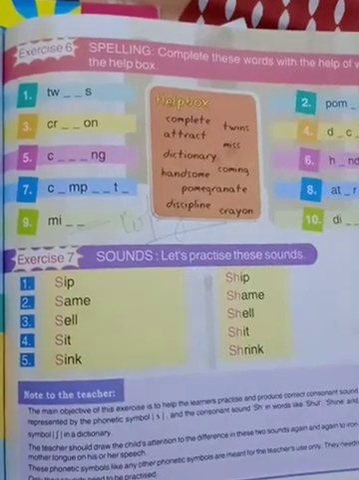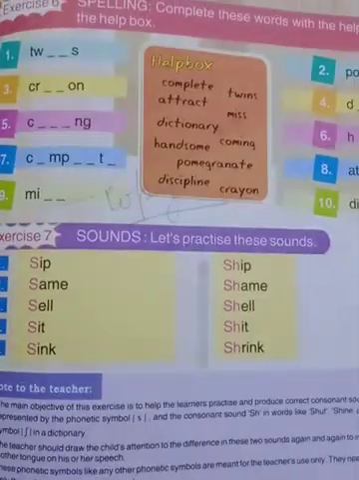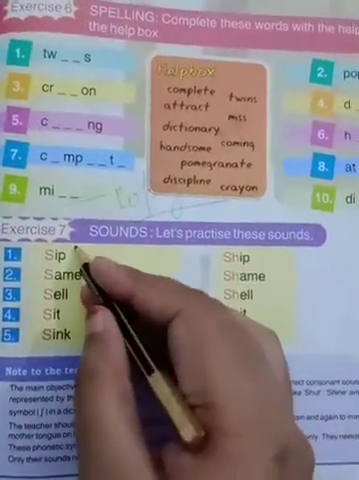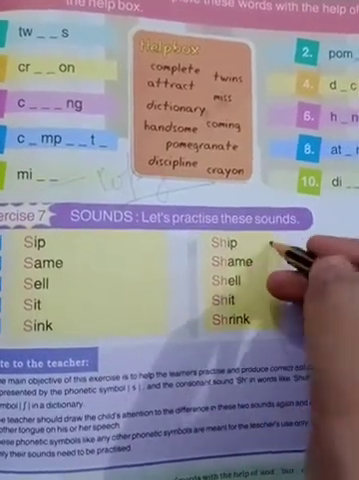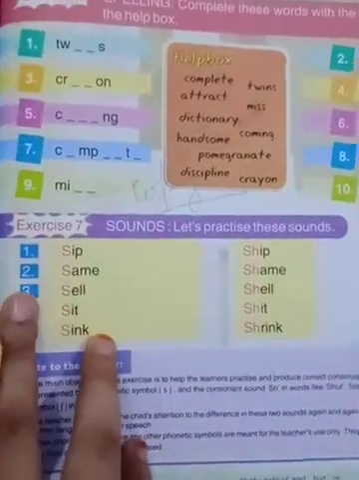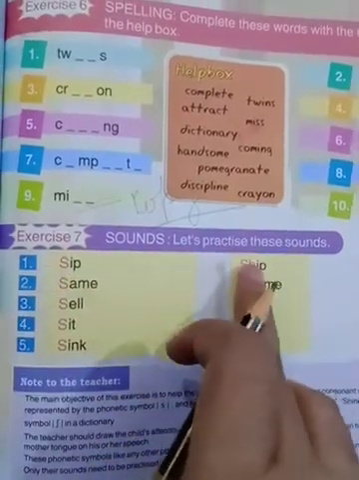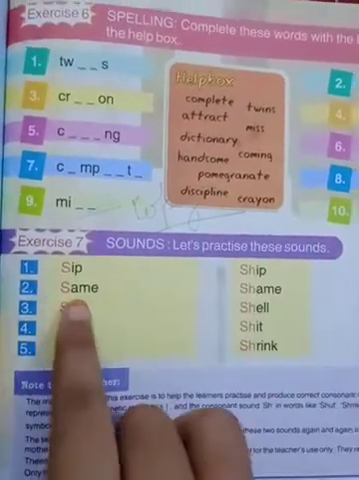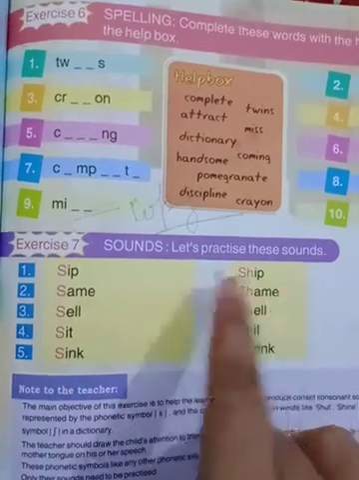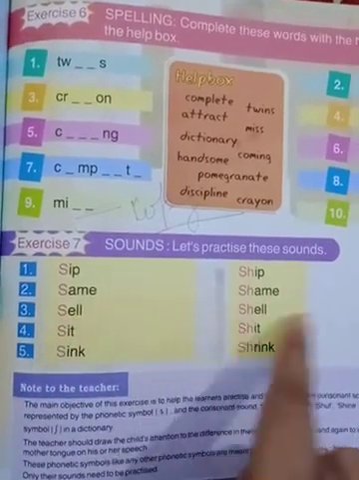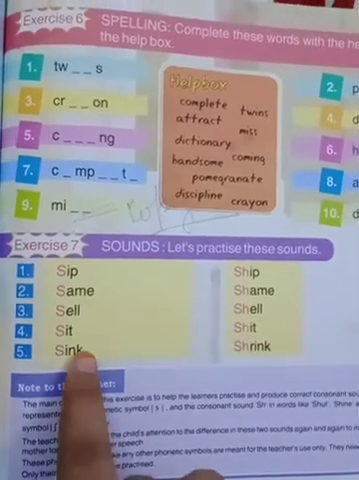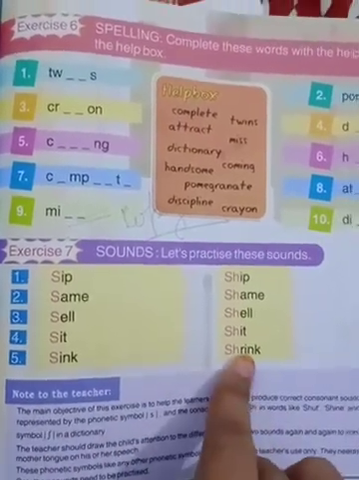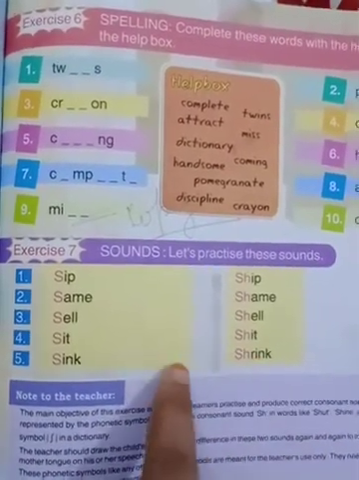Now let's do sound practice. So these words are showing sound sa and these are showing sound sha. Okay, so do practice: sip, and this is ship, same, shame, sell, shell, sit, shit, sink, shrink. So do practice and complete your work.